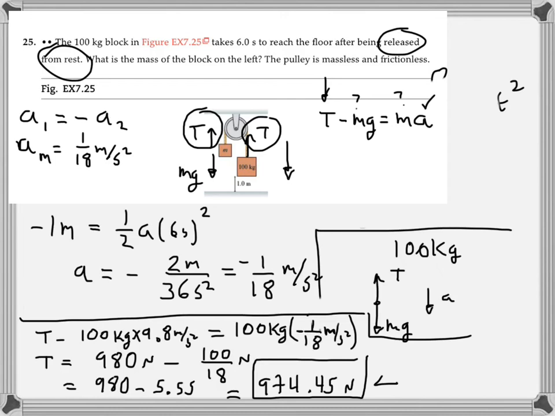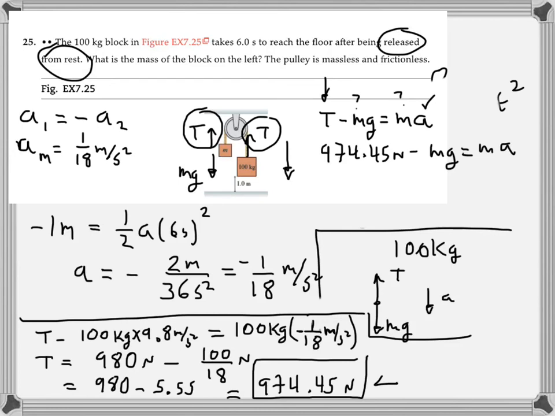In the videos where we discuss strings and pulleys and stuff like that, we said that the tension along a massless string is the same everywhere. So the string pulls on both sides. Whatever object is connected to the two ends of the rope is going to be pulling with the same force on each object. So those tensions are equal. So yes, we know the tension is 974.45. We have 974.45 newtons minus mg equals ma.